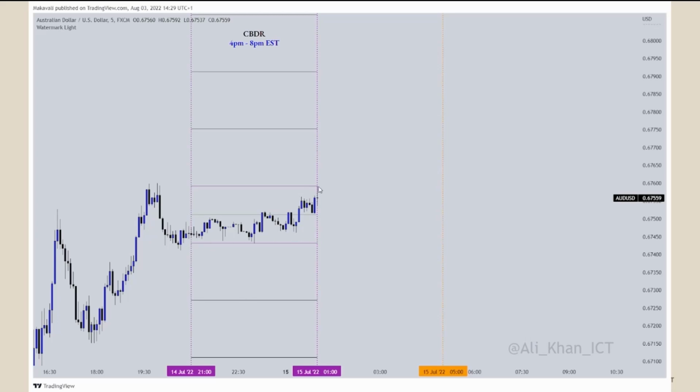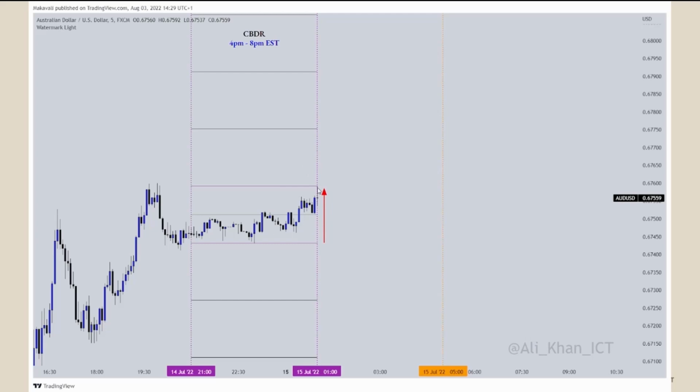So all I've done is, in my fib tool, I've set my fib levels at 0, 0.5, 1, 2, 3, or -1, -2, and so on. Now, one standard deviation down, if I calibrate it from the lowest wick to the highest wick in that central bank dealers range, one standard deviation is very close to this swing point over here, and two standard deviations is very close to this swing point over here. So this is enough for me for government work.